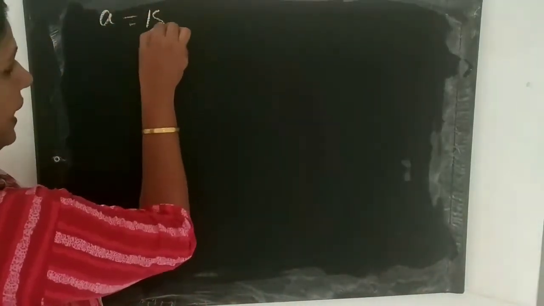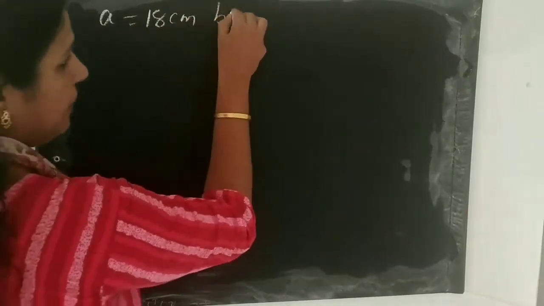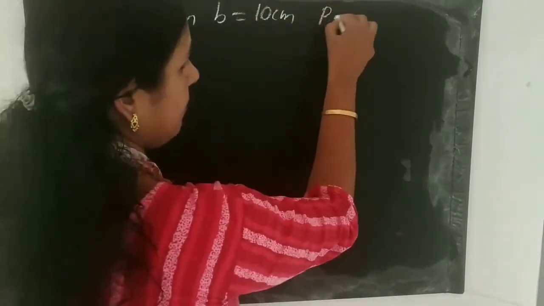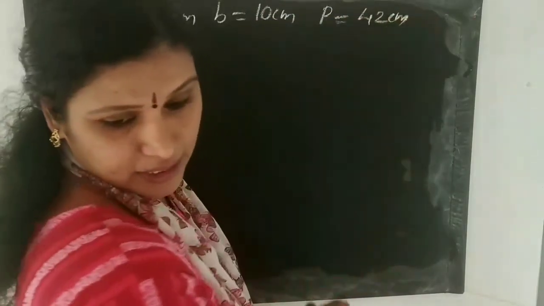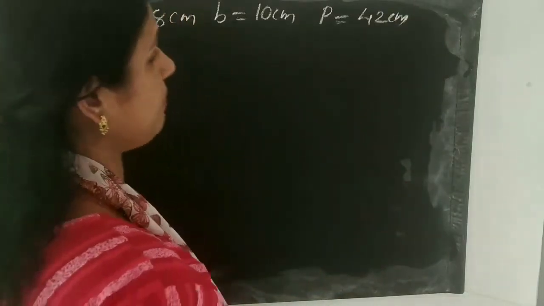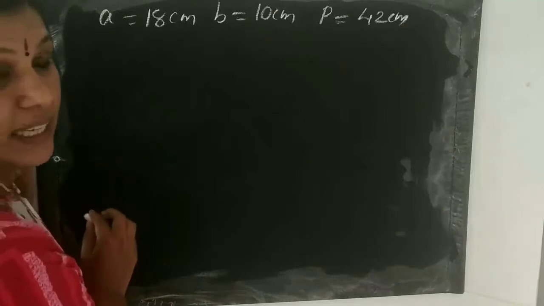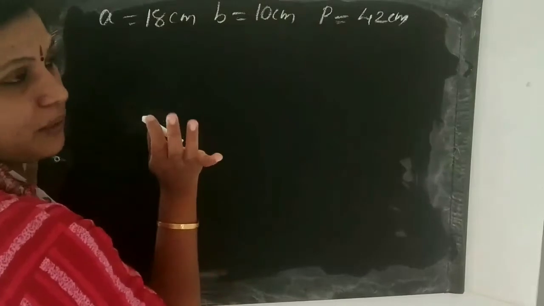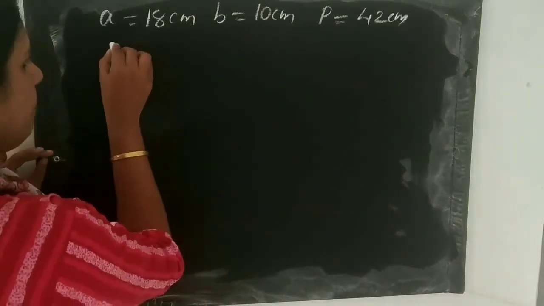Okay, and question 4: find the area of a triangle, two sides of which are 18 centimeter, 10 centimeter, and the perimeter is 42 centimeter. So first we have to write A, B and P. A is 18 centimeter, B is 10 centimeter, and the perimeter is given as 42 centimeter. From this, we have to find C first. So, we know that A plus B plus C is P.